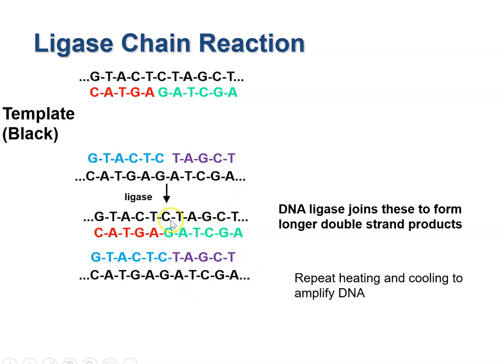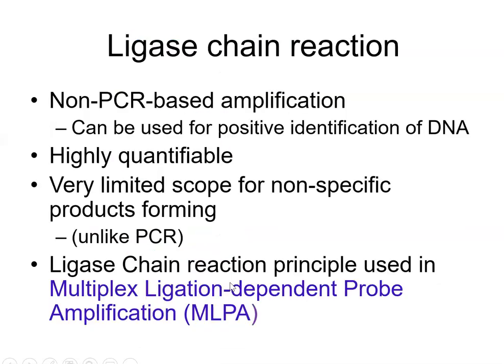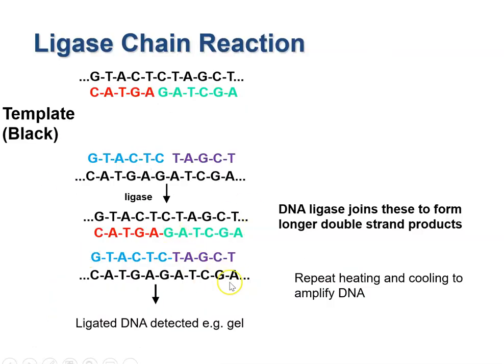And all we do is then denature this and then allow the probes to bind to the other probes. So just repeat the process again and again. So you end up with these red probes, this red probe binding to this blue DNA and this green binding to this DNA.